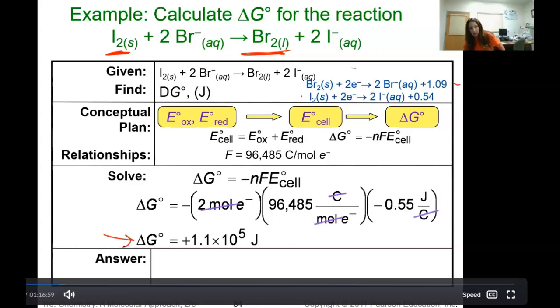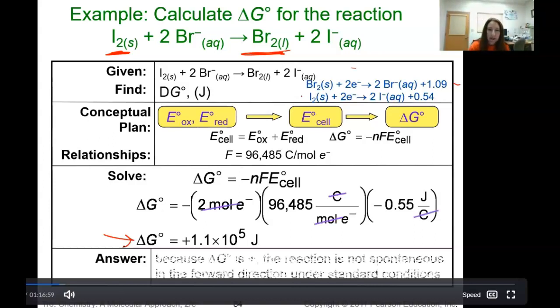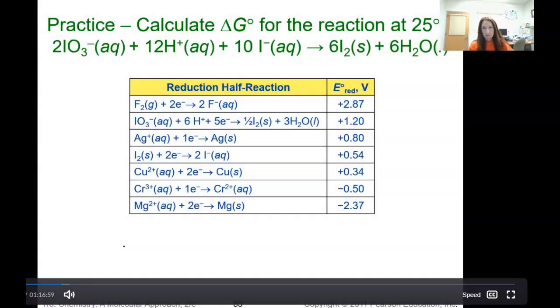And this is exactly what we would expect to happen, right? Because since our E cell was negative, our delta G should be positive, non-spontaneous. So if it's non-spontaneous in the forward, we could make it spontaneous. It would be spontaneous in the reverse. Okay, so now I'm going to have you try one all on your own.